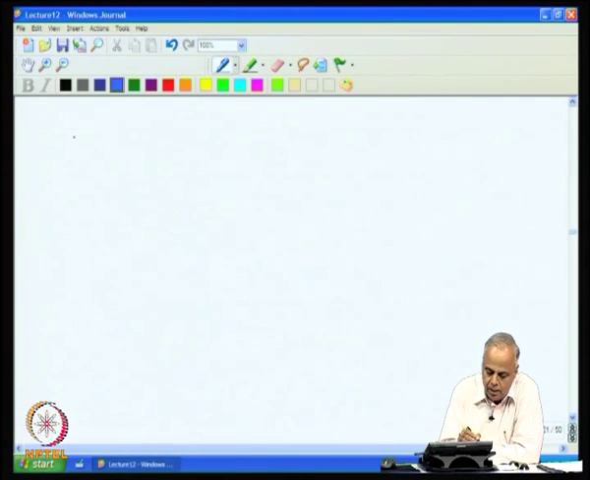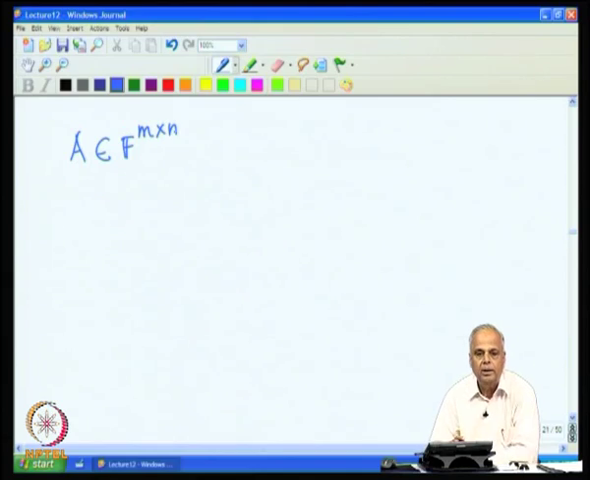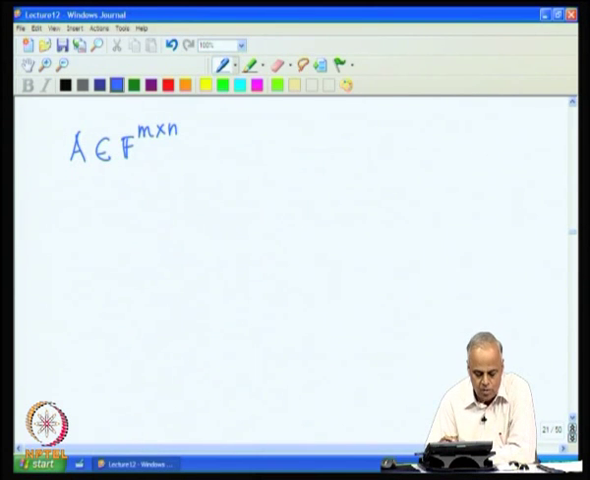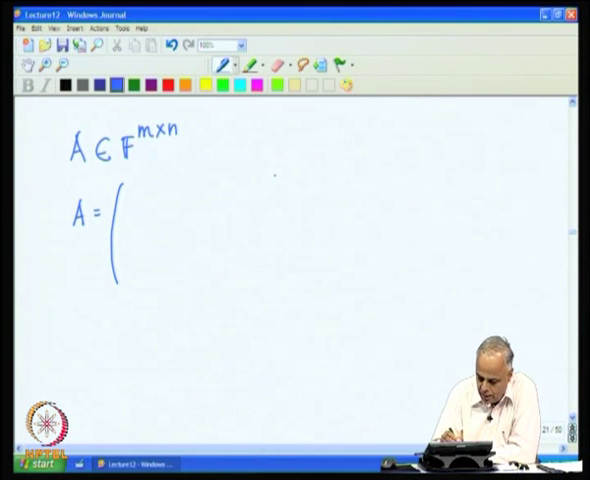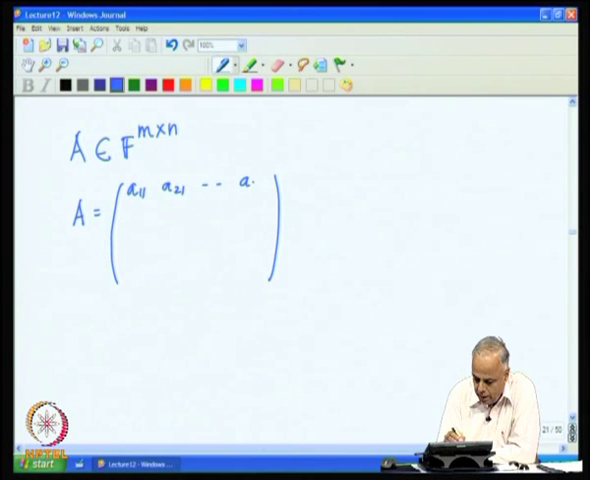Now, let us take a matrix A which is m cross n, entries are from the field F. So, I have an m cross n matrix, and now let us look at the matrix A. Let us write it as A11, A21, etc.